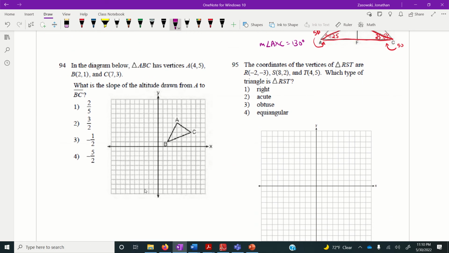Okay, this question popped up a couple years ago, and it was one of the ones that a lot of the students struggled with. So number 94, in the diagram below, triangle ABC has vertices which are given. What is the slope of the altitude from A drawn to BC? Now remember, if you draw the altitude to BC, it's going to make a perpendicular line. So what is the slope of the line that is perpendicular to BC? That's all they want to know. Remember that perpendicular lines have negative reciprocal slopes. So this is all we need to answer this question.